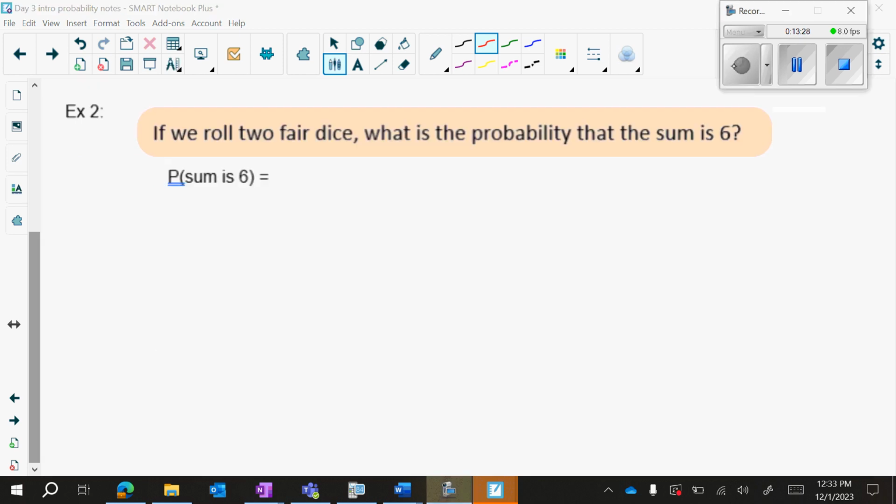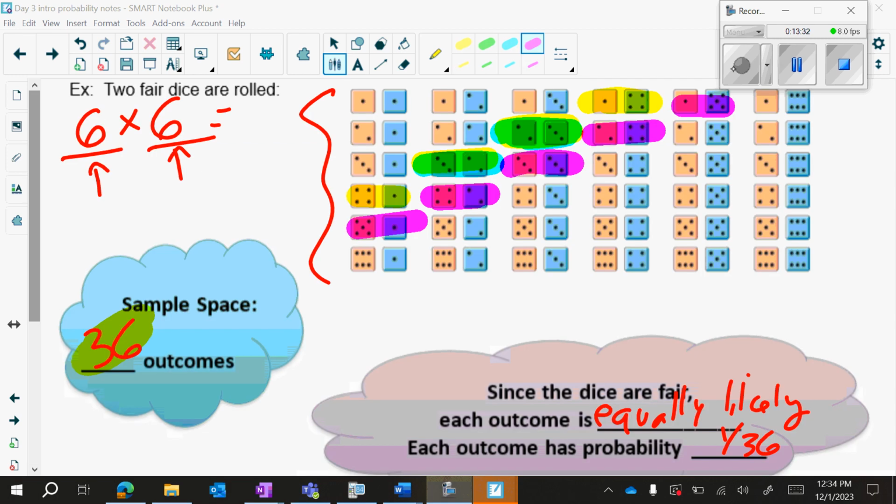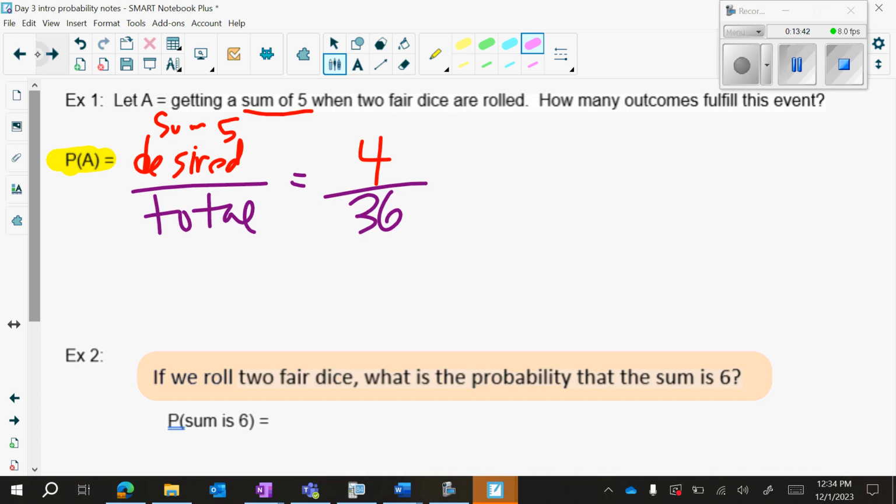So now you guys do sum of a 6 and write it down. I'm hoping that you saw that there are 5 ways to get a sum of a 6. There are 3 and 3, 4 and 2, 2 and 4, 5 and 1, and 1 and 5. So 1, 2, 3, 4, 5 going down the diagonal here. So that is going to be 5 out of 36.